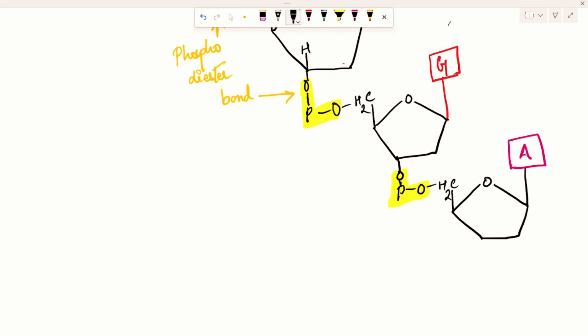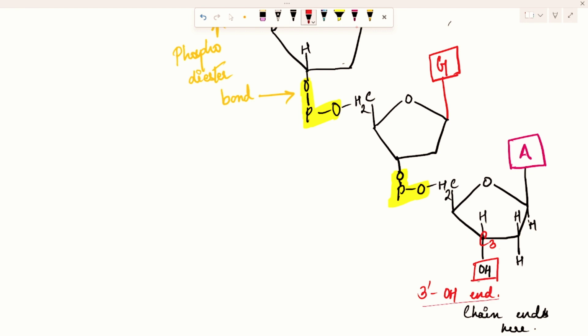Let us assume that this is the end. This is the third carbon with its OH and H. This is the second carbon with its H and H. Now let us assume that the chain ends over here. This end will be referred to as the 3' hydroxyl end. Why? Because this is the third carbon, and the third carbon has a hydroxyl attached to it. That's why this is referred to as the 3' hydroxyl end.